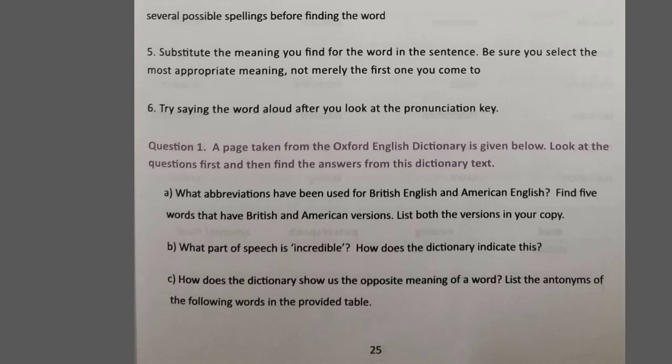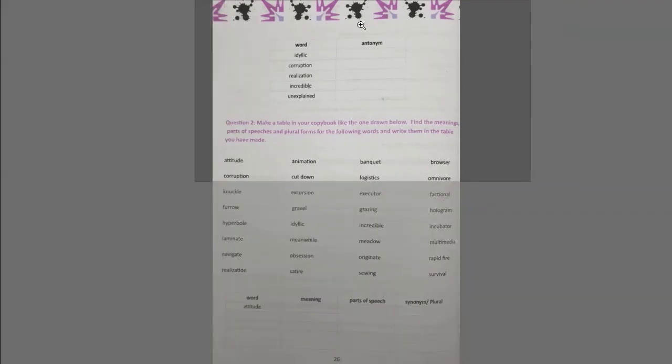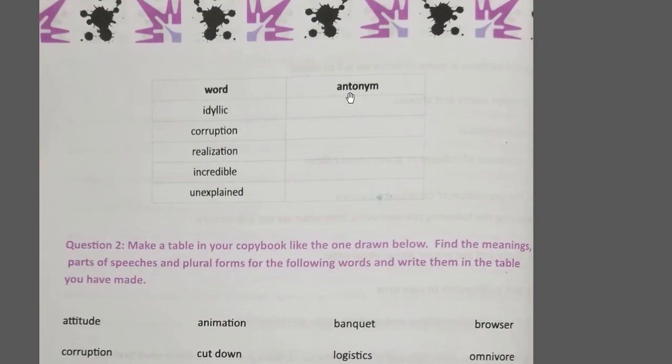We know that the opposite meanings of a word are called the antonyms, right? So we need to find the antonyms of the following words. Let's go to the next page, page 26. Over here we will see that a table is given and you need to find the antonyms of these words. Question 2 we'll skip for now because we have done something similar before.